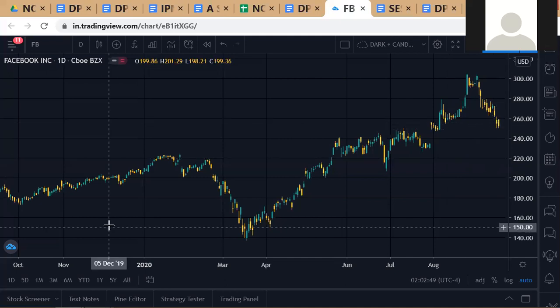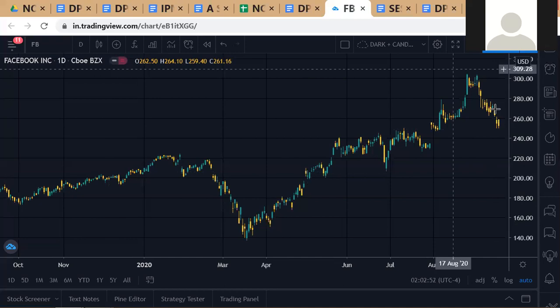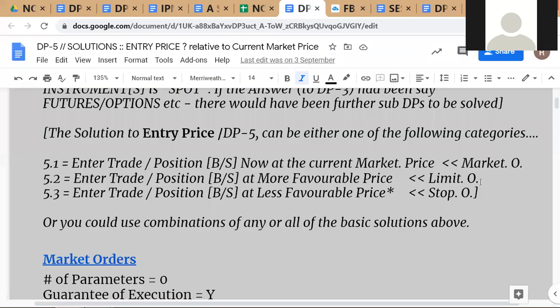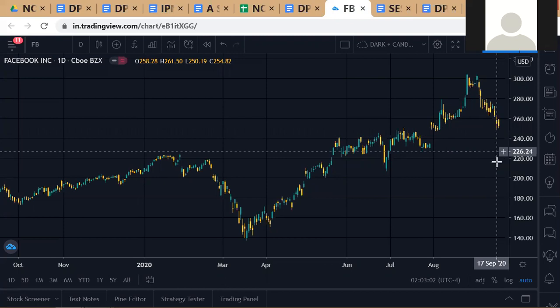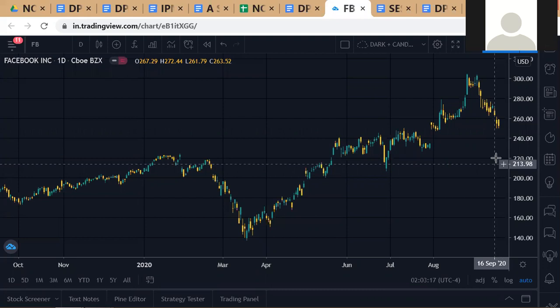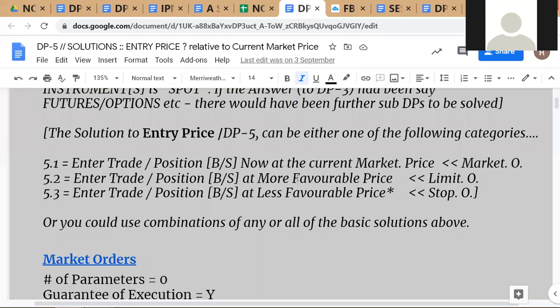You understand the discussion. You have a bias, but you still have to decide: should I enter at the current market, in which case you use a market order? Or do you think this is going to come down a little bit more? In the case of a buyer, you would enter at a more favorable price. Obviously, 253 is not as favorable as 220. If you can buy at 220, it's much more favorable. That's the limit order case, which is the second case.